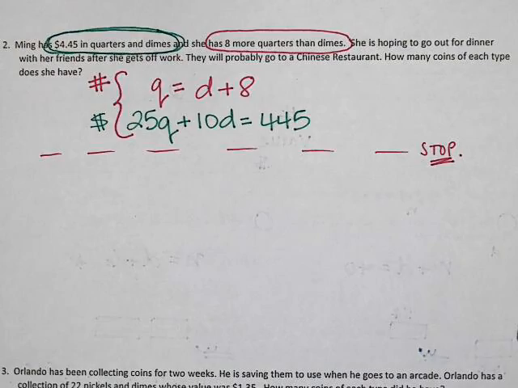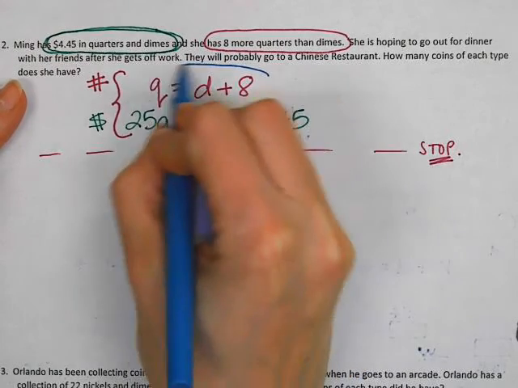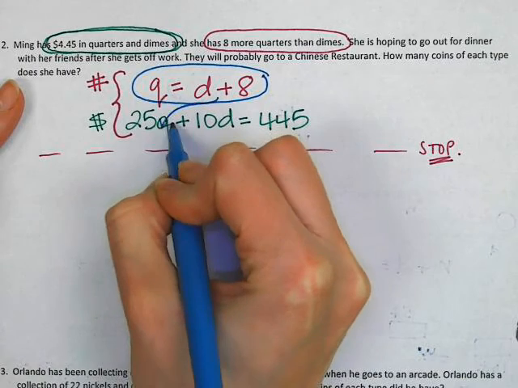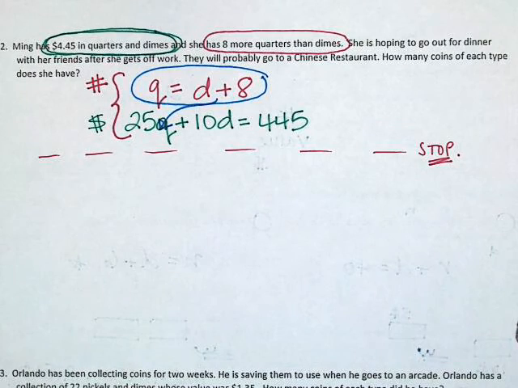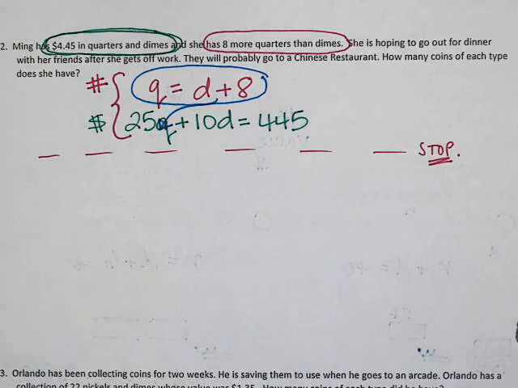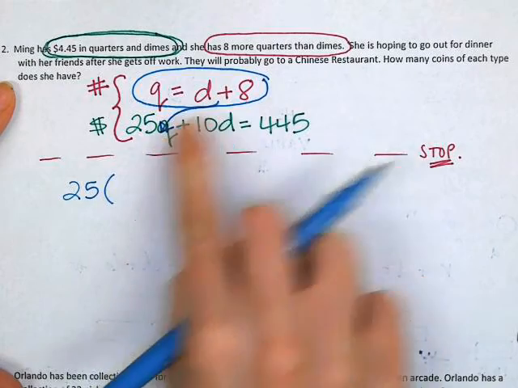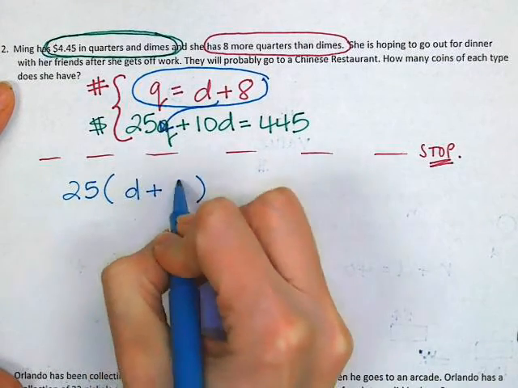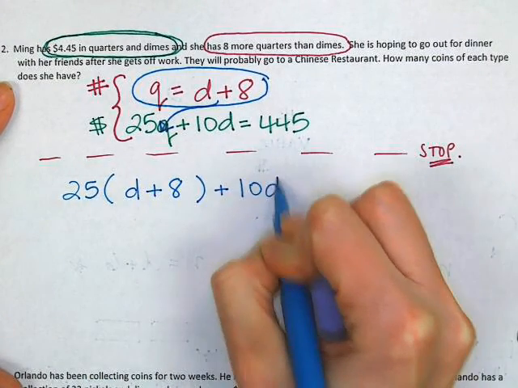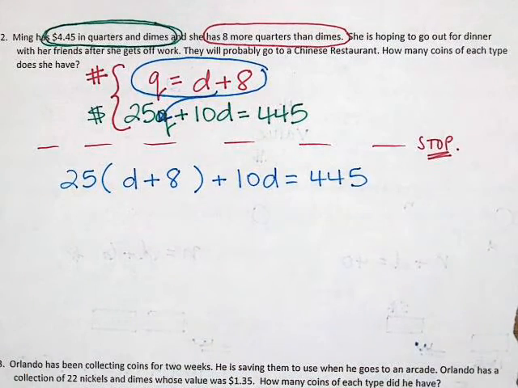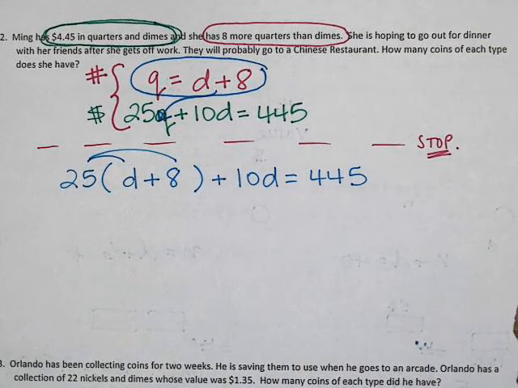Okay, so to solve this one, I'm thinking actually substitution. Because if Q is alone and equals D plus 8, then that's a great substitution into Q in the second equation. Okay, so I'm going to sub that in for Q. So we have 25 times, well, we're going to replace Q and sub in D plus 8, and then copy the rest down. Remember substitution? And then we're going to distribute and combine like terms and go ahead and solve.